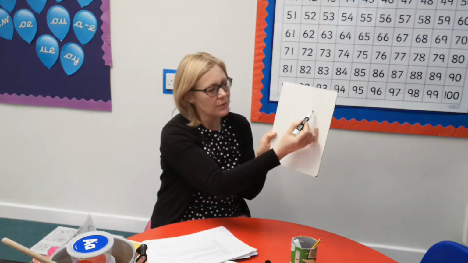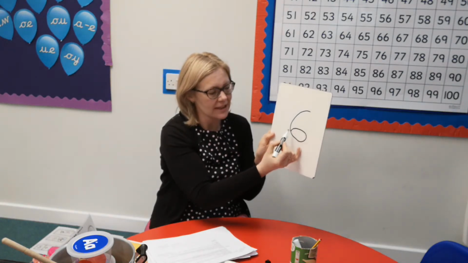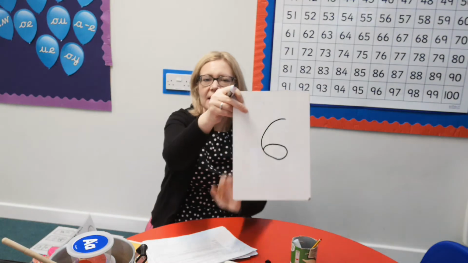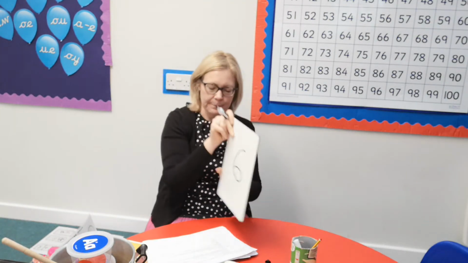Have a little think. Sometimes in my class we get 6 and 9 a little round the wrong way, so think about where you start that 6 and how you're going to form it. Okay, number 6, I would start at the top and I would come down and round and tuck in there for the number 6. So if you wrote this on your board, the number 6, well done.